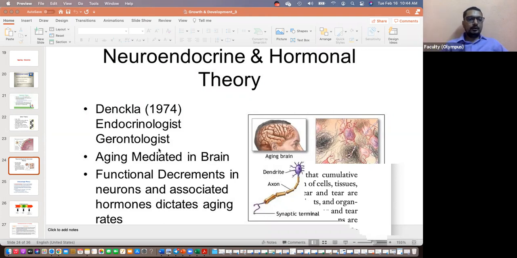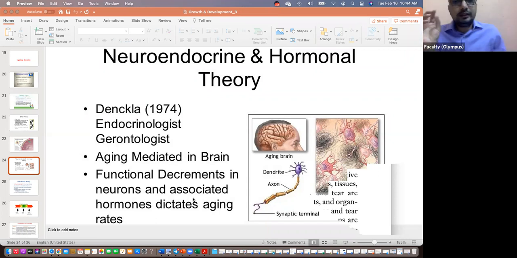So Dilman, endocrinologist and gerontologist, talked about aging mediated in the brain. So the processes that take place in the brain result in aging as per him. So aging mediated in the brain. Functional decrements in neurons and associated hormones result in aging according to them. So what are the key aspects of central nervous system functioning? Nerves are the key units of our brain function. So gradually they lose the ability in their function.